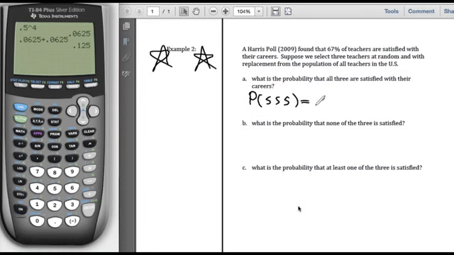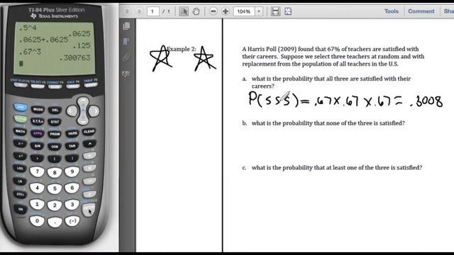Well, the first one has a 67% chance of being satisfied at 0.67. The second one I'm going to assume is also 0.67. I'm going to assume that these are independent events. And the same for the third. 67% of teachers are satisfied, so a 67% chance that this teacher, then this teacher, and then this teacher are satisfied. And I'll just multiply these together. 0.67 raised to the third power. And we get 0.3008. We round that to 4 places.